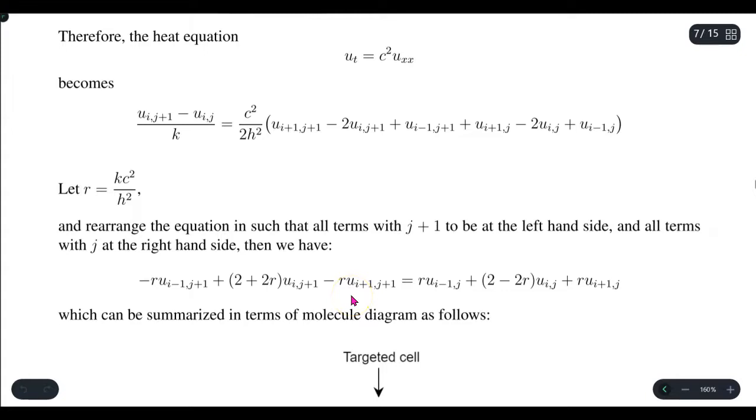So the idea is to put terms at the level j plus 1 at the left side, and terms at the level j at the right hand side. At the left hand side you have u(i-1, j+1), u(i, j+1), as well as u(i+1, j+1). So try to rearrange your expression according to the position in the grid: this one on the left, this one in the middle, and this one at the right.